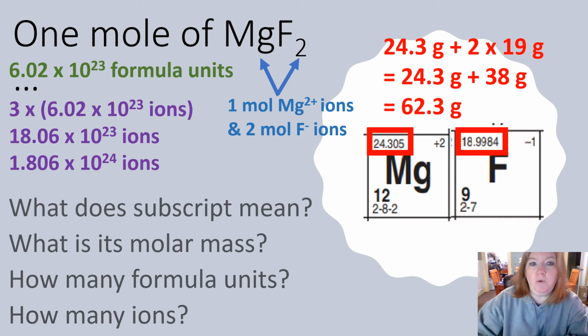What about how many ions? Well, since I had 1 mole of these and 2 moles of these, that's 3 moles altogether. So I took this and multiplied it by 3. I have to move the decimal 1 this way, which means the exponent goes up 1.